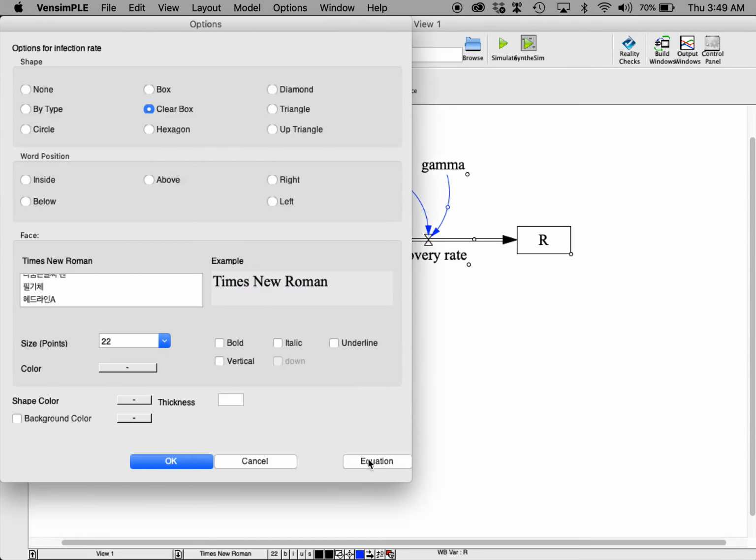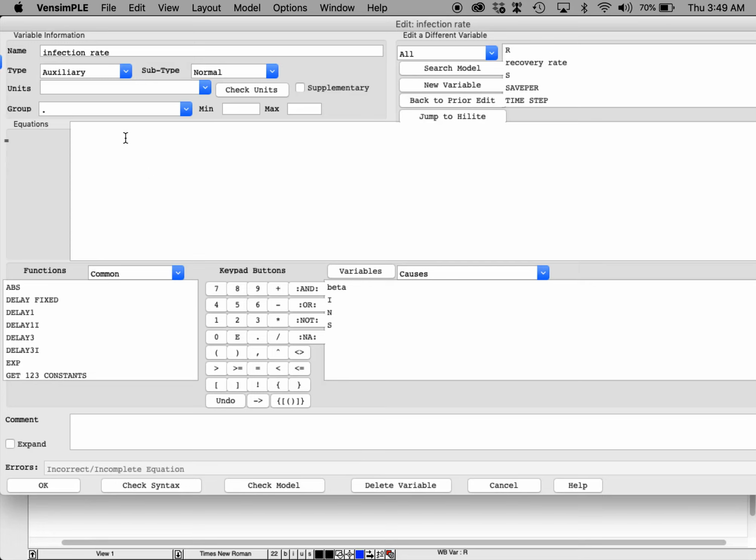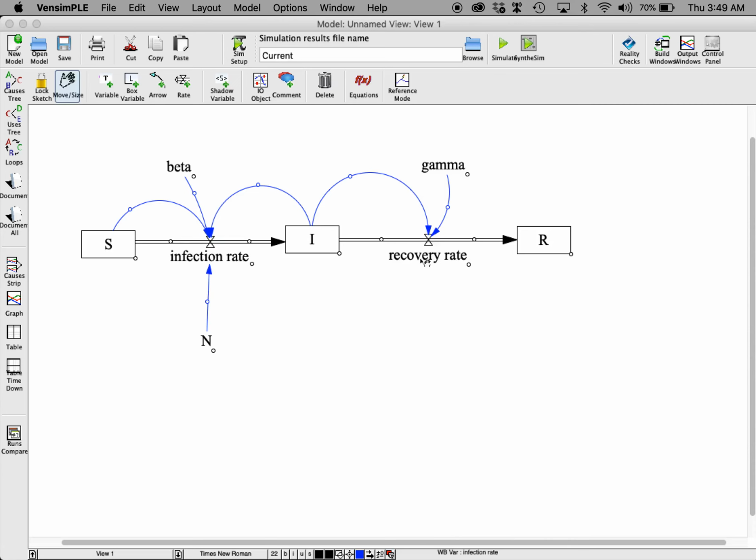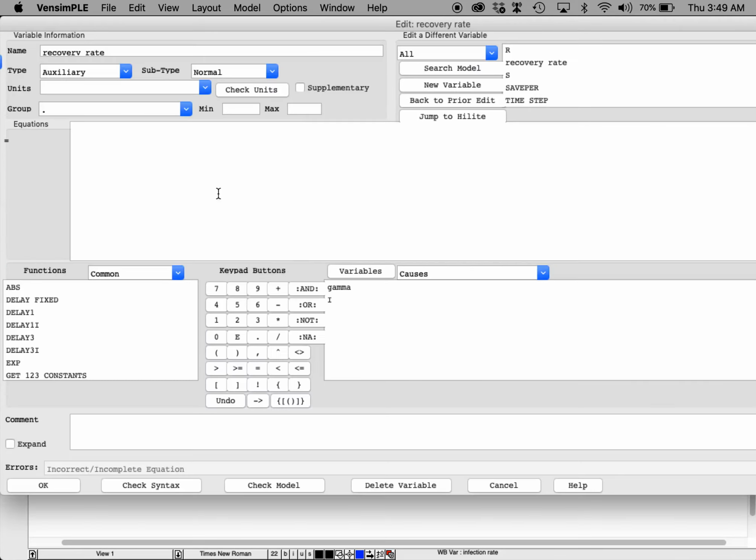We'll then right-click infection rate. We'll make the infection rate dependent on beta, multiplied by the number of infected people, multiplied by susceptible people, divided by N, the entire population. And being a rate, it's people per day. We then choose recovery rate. Again, it's a rate, so the units are people per day. And it's gamma times I, or I times gamma.